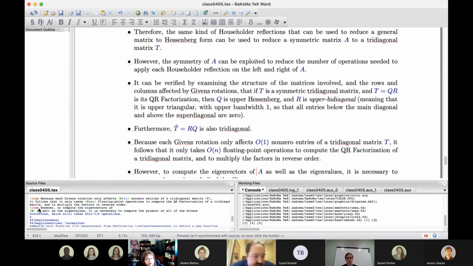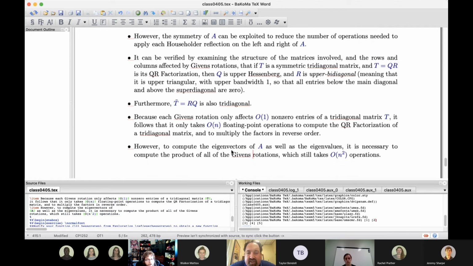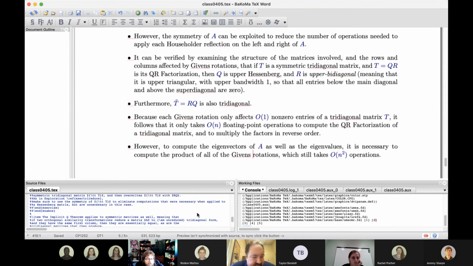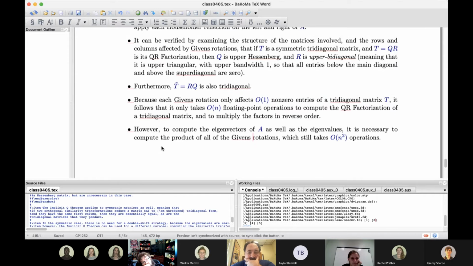But if you also want the eigenvectors, then you have to keep applying those Givens rotations to update your orthogonal matrix and your Schur decomposition. So that will still take just as much work as before. So you're not getting any gain there compared to the unsymmetric case.